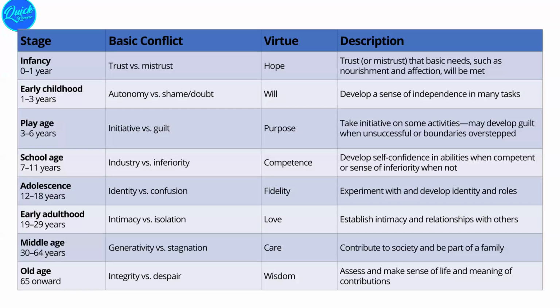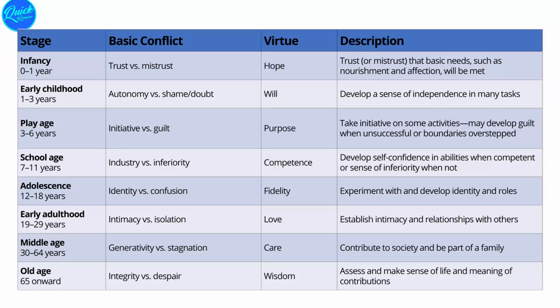Here the virtue is hope, and the age range is 0 to 1 year. Here, if the child creates a trusting relationship with the caregiver or a mother, if she has given a comfortable, nourishing environment, and he may also develop mistrust towards the caregiver if she has not given the nourishing environment. So this is trust versus mistrust. Okay. And the virtue is hope. The whole process can be resolved with hope.